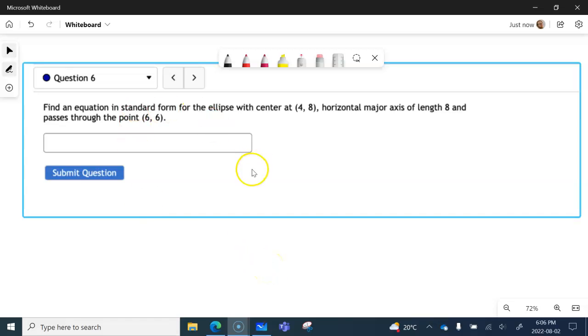Hey, Mike. So here's what we got. We have a center at 4 and 8, right? We have a point, which is an x and a y coordinate. We'll probably use that. We're also told that the horizontal major axis is of length 8, right?